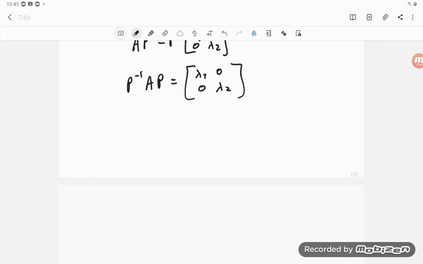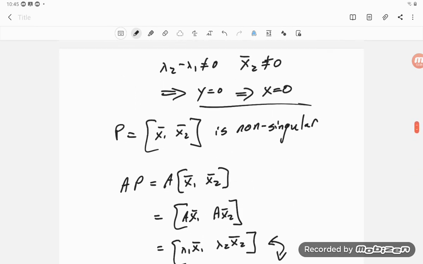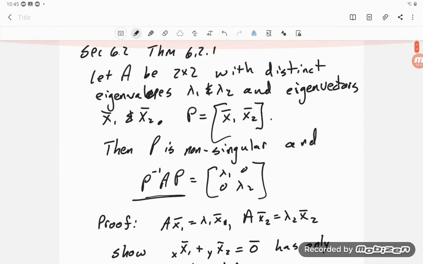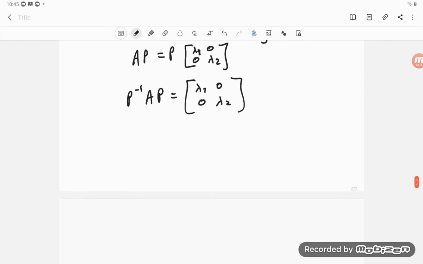Now they have some examples where they determine eigenvalues and eigenvectors. Actually they don't determine them, they just tell you what they are, and they go through and show that it works. So, you know, there we go. That's our theorem. 6.2.3, right? Let's go back here. No, 6.2.1. Sorry. That theorem.